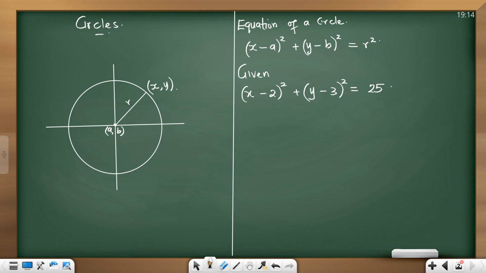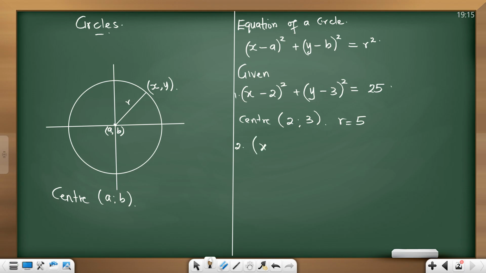You're going to compare those equations. The center is A and B. So if I were to write the coordinates of the center, what will it be? 2 and 3. And my radius will be what? 5. Do you know why it's 5? Because r squared is 25.